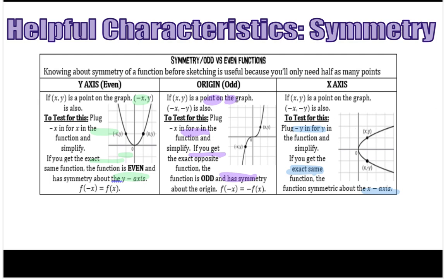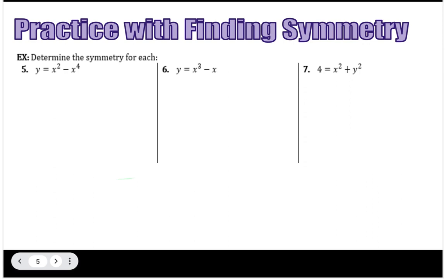So let's go ahead and look at a couple of examples and determine the symmetry for each of our functions. You may not need 3 examples here, but what I'm going to encourage you to do is to pick at least 2 of them. And first, go ahead and plug in negative x for x. So substitute every x with negative x and simplify and decide whether you get the exact same function, the exact opposite function, or neither. Then unpause the video and see how you did.